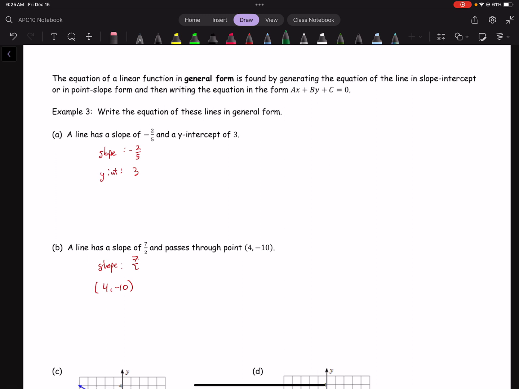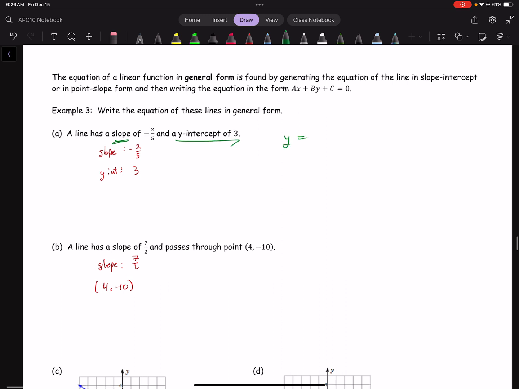So I'm just going to quickly go over this. An equation of a line in general form can be found by generating the equation of a line from the slope-intercept or point slope form, and then writing it into general form. So we've done work like this on previous lessons. So really, if I'm given the slope and y-intercept, I would probably start off with the slope-intercept form. Plug in my values.